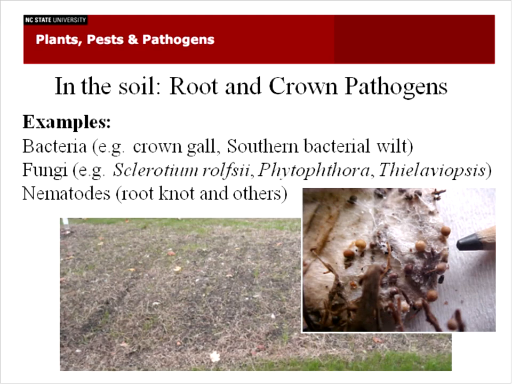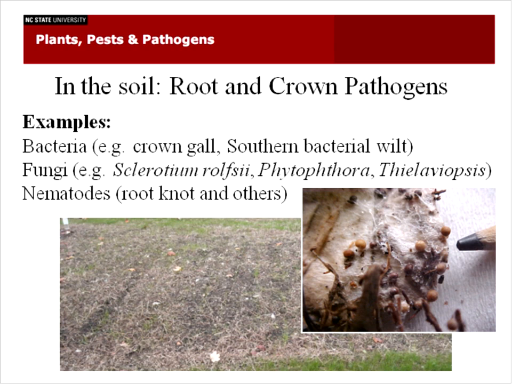Picture from campus a couple of winters ago. There are several places where this can occur. One of the most important is in the soil. And we're generally talking about root and crown pathogens here, sometimes vascular wilt pathogens. A few of the many examples are bacterial diseases such as crown gall and southern bacterial wilt caused by Ralstonia solanacearum, which we have talked about in past programs.